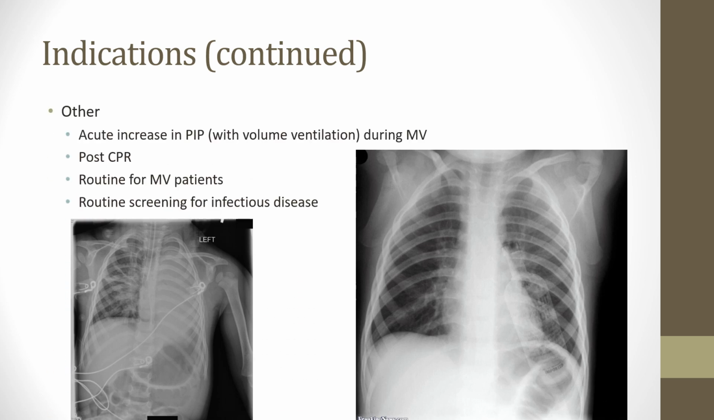Increase in PIP with volume ventilation during mechanical ventilation. So this usually indicates a higher airway resistance. Let's say the plateau pressure stayed the same, but your peak airway pressure increased. That's usually an increase in airway resistance, or RAW. So what are some things that can cause an increase in RAW?